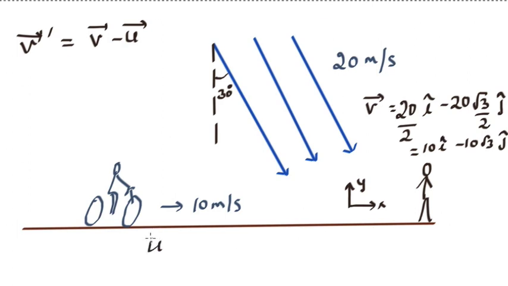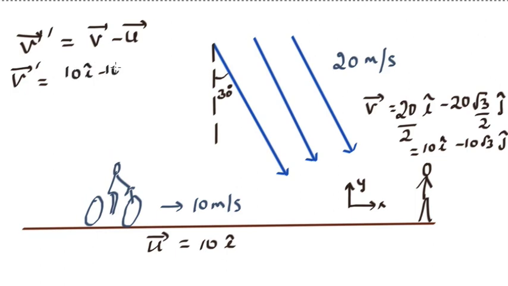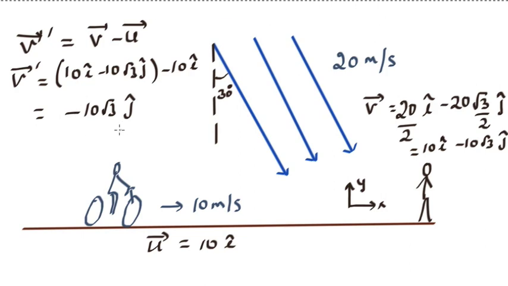The velocity u of the moving frame in our coordinate system is 10 i cap. So let's go plug it in. v prime, the velocity of the rain as seen by the moving observer, is 10 i minus 10 root 3 j, which is v, minus 10 i. So what do I get? 10 minus 10 becomes 0, minus 10 root 3 j cap. The i component is 0. So in this one's frame, the rain appears to be coming down vertically. It has no horizontal component.